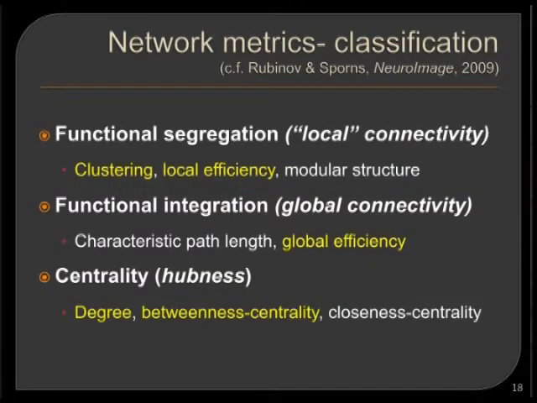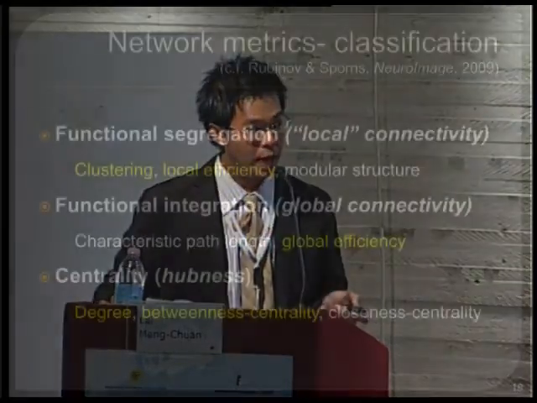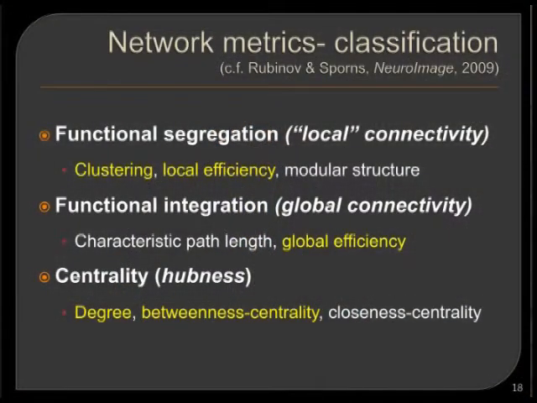Here are some network metrics, and the yellow ones are the ones that we measured in the study. If we want to measure functional segregation, we can use the clustering coefficient or local efficiency, which means the efficiency of all the nodes immediately attached to an index node. So it's a larger measurement compared to the clustering coefficient. And if we want to measure functional integration, from a node to the whole network, then we look at its global efficiency.